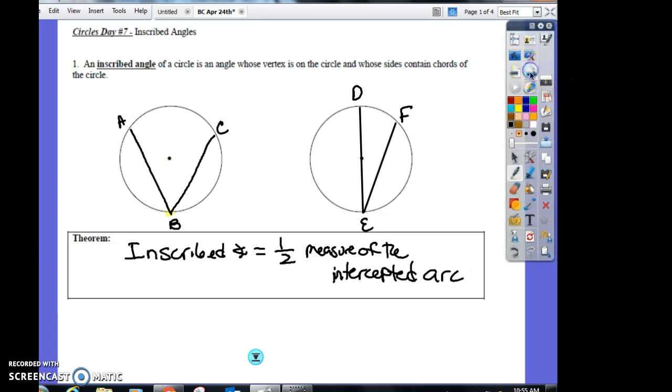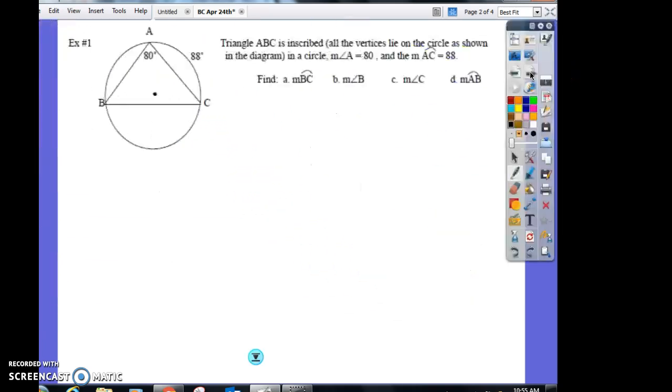So let's try to apply it here. Let's take a look at some inscribed angles. You'll see triangle ABC. It says it's inscribed. If you remember back from the beginning of the unit, an inscribed polygon is inside the circle, but the vertices have to be touching the circle, which A, B, and C are. All right, so let's go in order here. Let's find the arc BC.